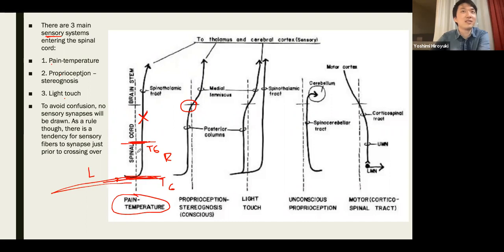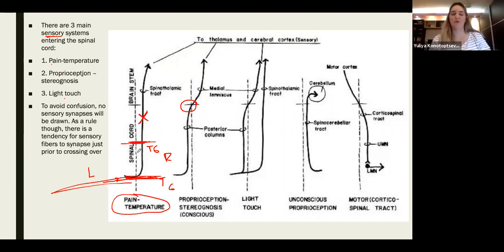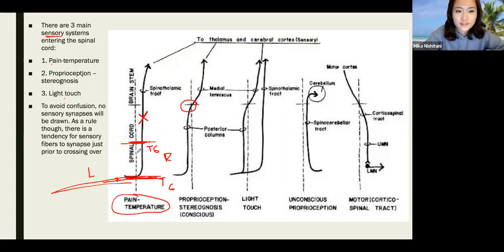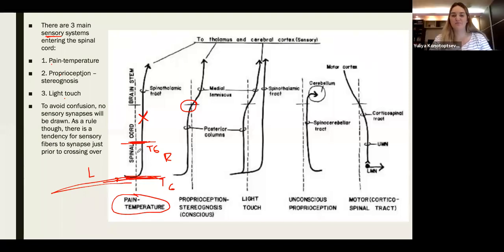Crossing. But what's another word that we can use here? We just say contralateral. The contralateral means that it's crossing. Ipsilateral means that it's not crossing. So take a look at these tracts. Which sensations are always contralateral? Pain and temperature, do you see it crosses? Contralateral.